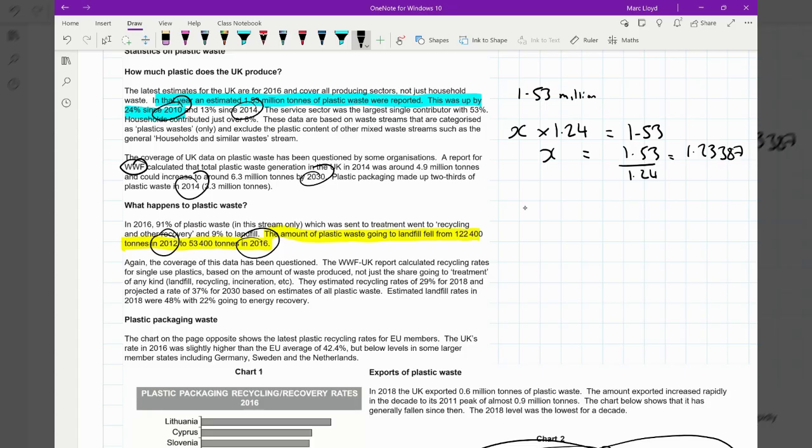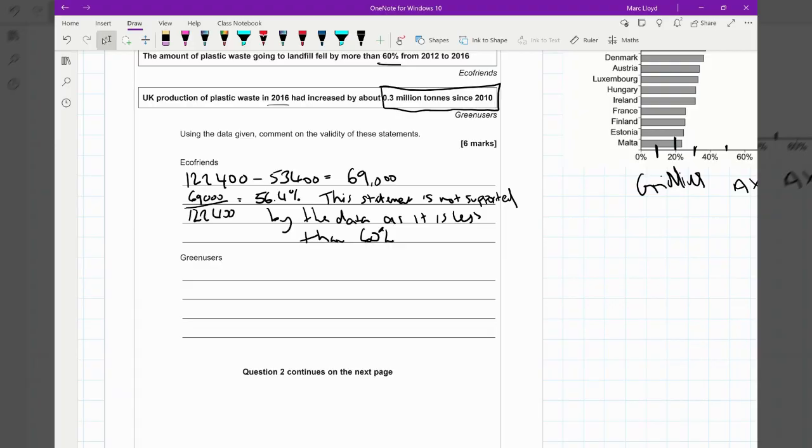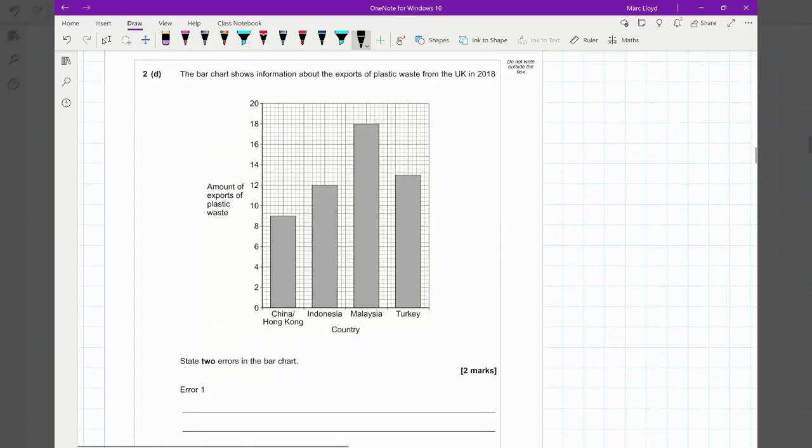1.23387. Now the next job is to do the subtraction. 1.53 take away 1.23387, and that gives us 0.29613. Now if I round that to one decimal place, we get the 0.3, which is what they said, so it's about that, so the data supports this. So you're getting a mark for both your conclusions, and then your stages of working are also going to earn you marks. It gets up to about 6 marks. So reading through that material is really important.